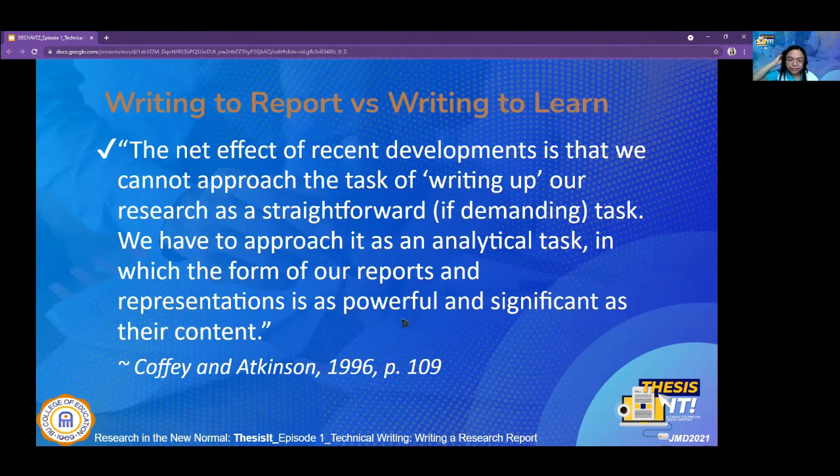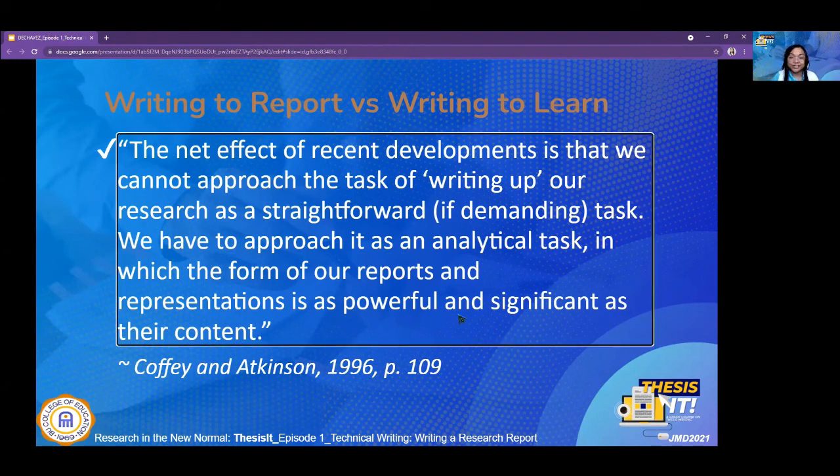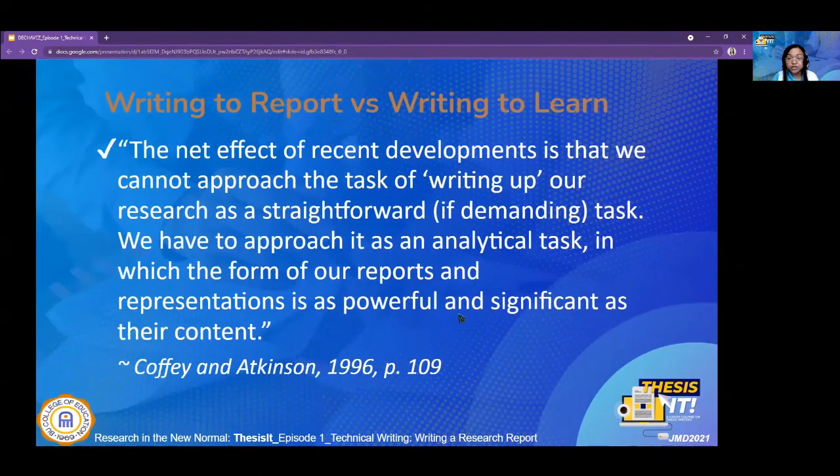Writing to learn is actually common in qualitative research, but it can also have a portion in your quantitative study. As Coffey and Atkinson mentioned, the net effect of recent developments is that we cannot approach the research task of writing up as straightforward. We have to approach it as an analytical task, in which our reports and presentations are as powerful and as significant as our content. Okay, so that is writing to report versus writing to learn. So it's up to you, my dear students, how you are going to approach your report writing.